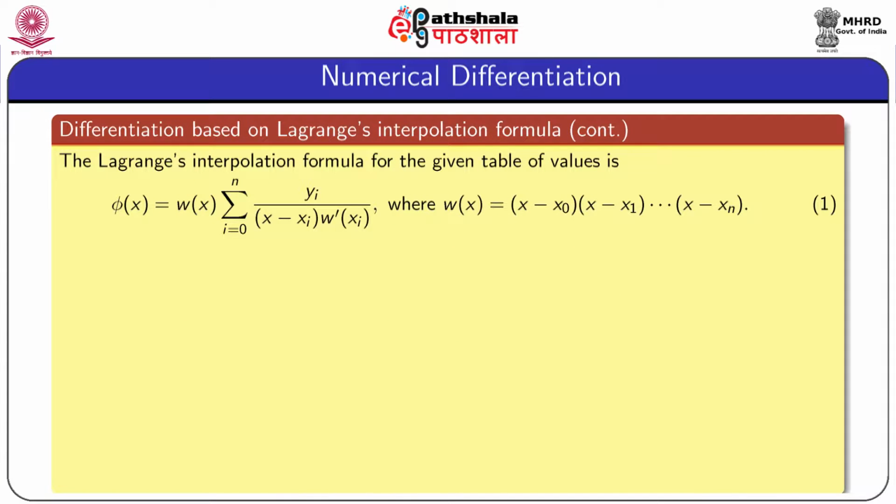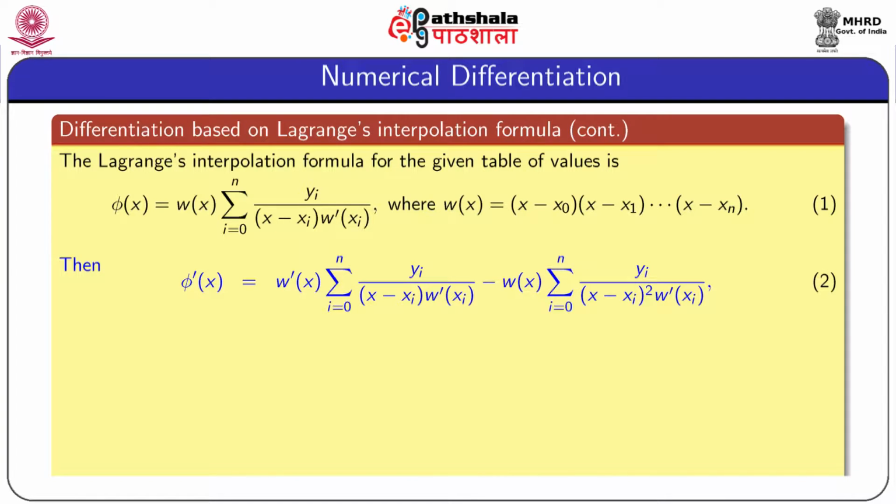The Lagrange interpolation formula for this given table of values is given by equation 1, which is nothing but phi(x) equal to w(x) into summation i equal to 0 to n of yi by (x minus xi) into the derivative of w at xi, where w is the product of the factors (x minus x0), (x minus x1) up to (x minus xn).